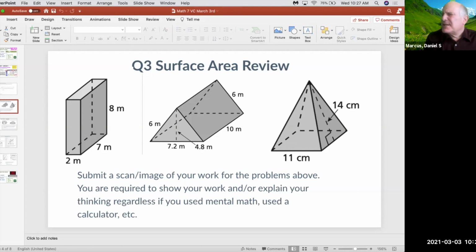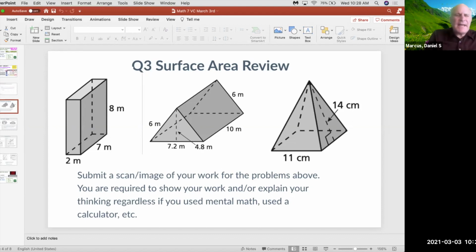Yes, Alex. The problem with the formula, Alex, is it only works on the rectangular prism. That same formula won't work on the triangular prism or on the pyramid. Yes, sorry, Irene. Yeah, you're correct.